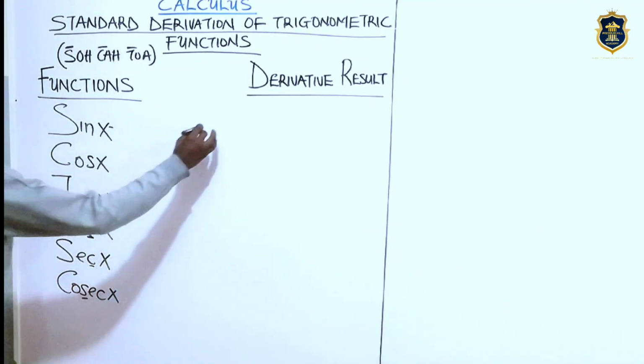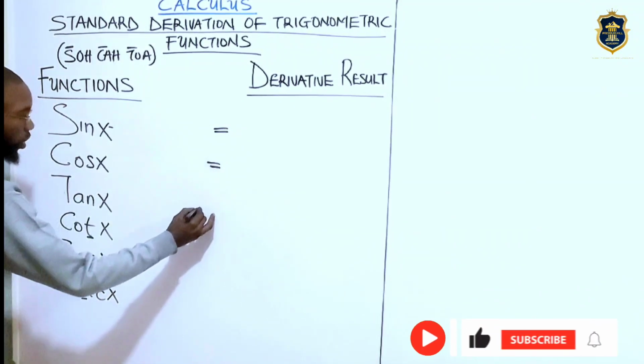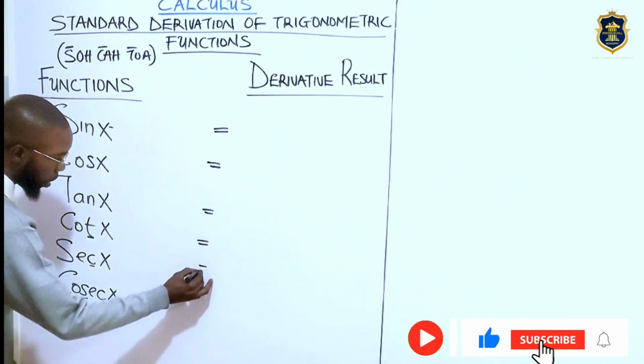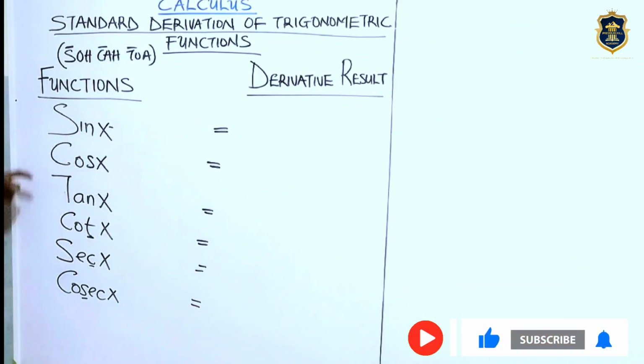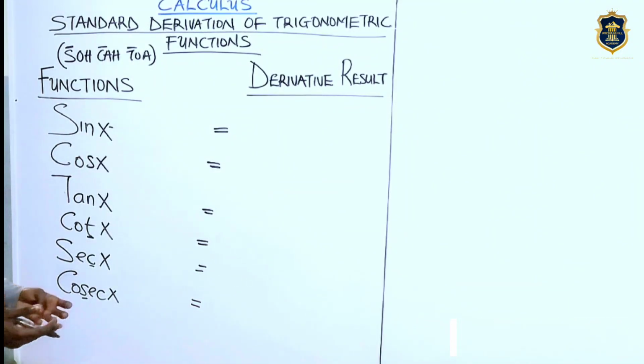But that's not the bone of contention. How do we get the derivative of these guys? That's what we are doing now. How do we derive these once without having issues? How do we derive that?